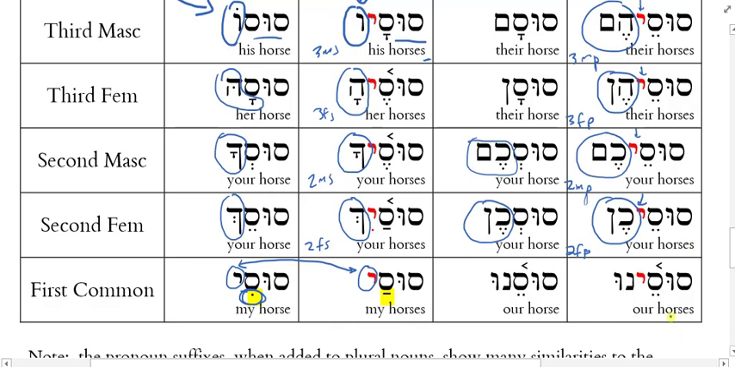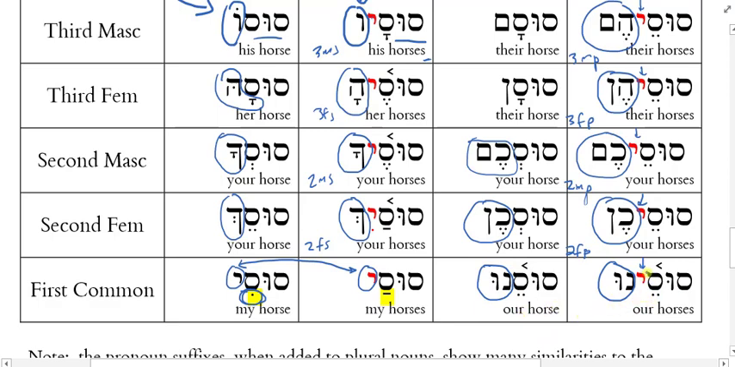And then finally, to say our horses, plural, I'm going to use the same pronoun as I used to say our one horse. Susenu over here and Susenu on the right side. They're both going to sound exactly the same. But this one will have the yod if the noun is plural. This one will not have the yod if the noun is singular. So our multiple horses versus our one horse. Susenu.